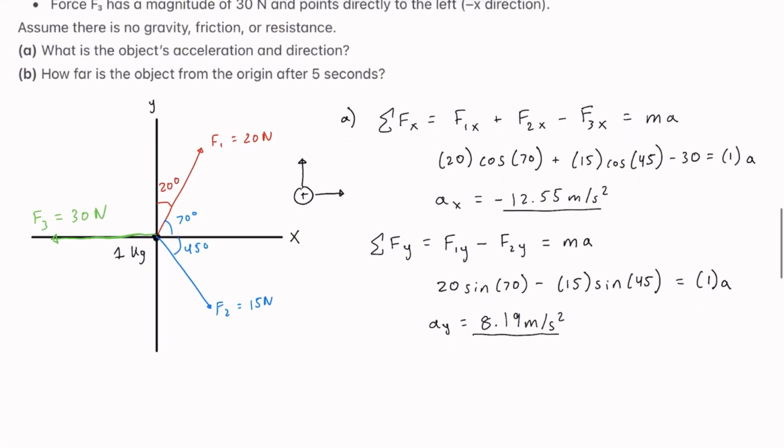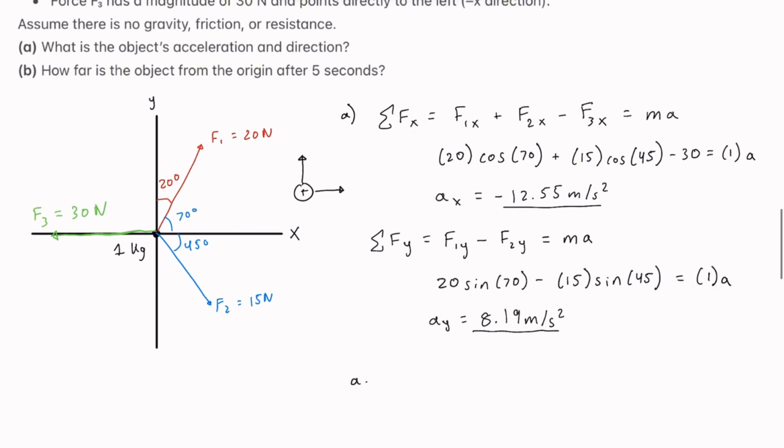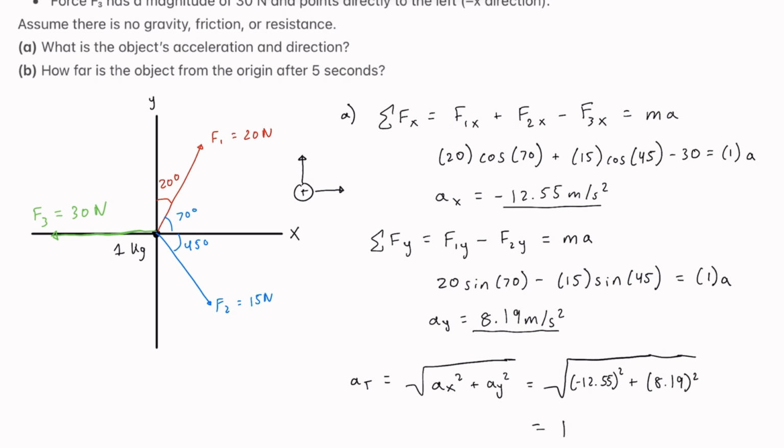Now, to get the total acceleration, we simply use Pythagorean's theorem, the square root of ax squared plus ay squared, and we get the square root of negative 12.55 squared plus 8.19 squared, which is equal to 14.98 meters per second squared.